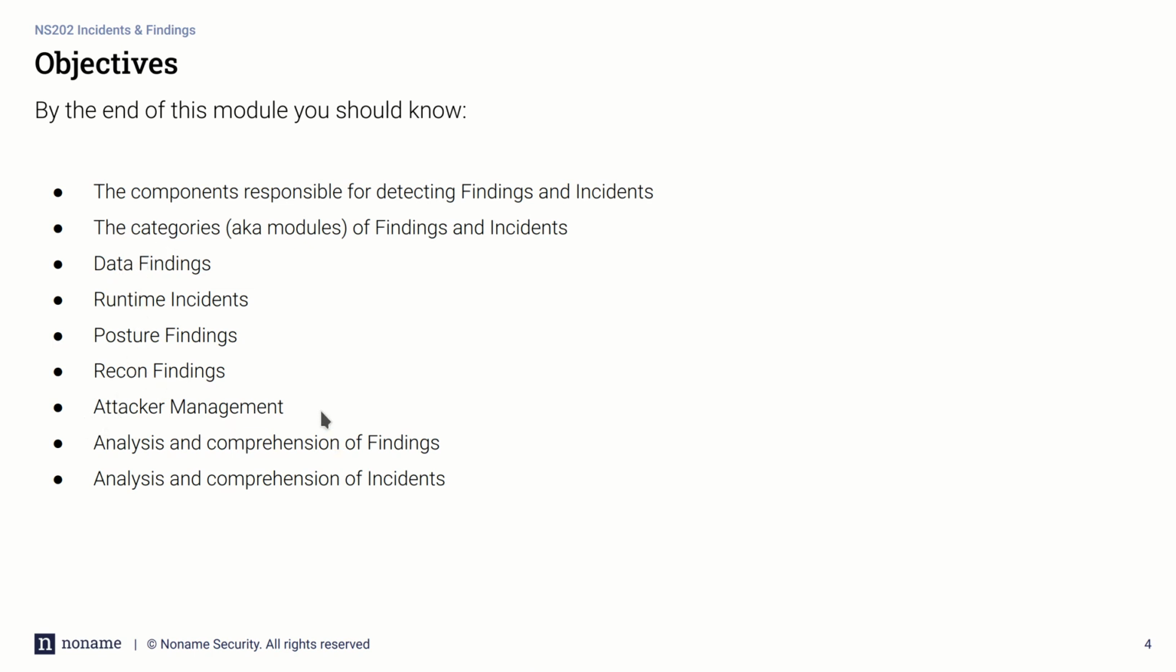Attacker management, it's very important to understand what an attacker is. Attackers and incidents are tied together, right? An attacker is a user, an API user who has used the API in an abnormal, anomalous manner, okay? And of course, if an API user makes a call that is deemed abnormal or anomalous by the no-name platform, it manifests itself as an alarm, an alert. That is a runtime incident. Okay, a runtime incident. And then, of course, we need to go through understanding, comprehending and analyzing that particular incident. Okay, and those are the last two topics we're going to talk about.